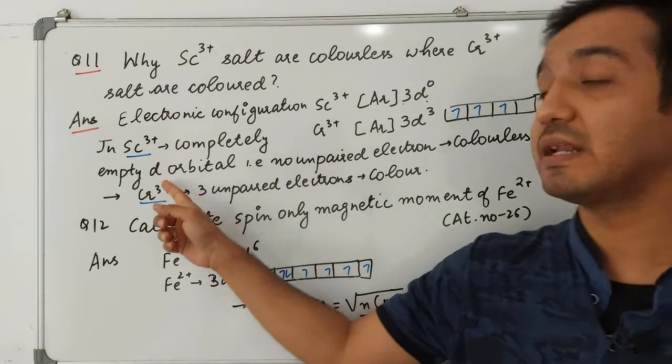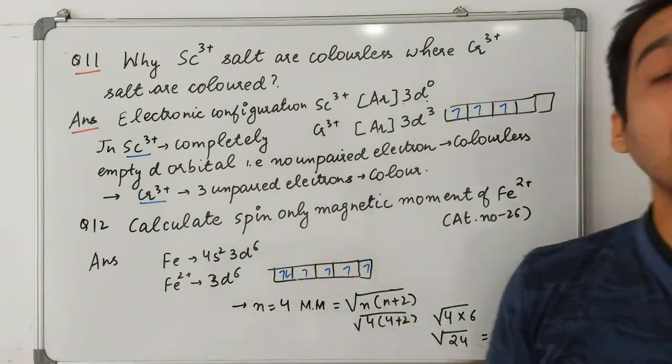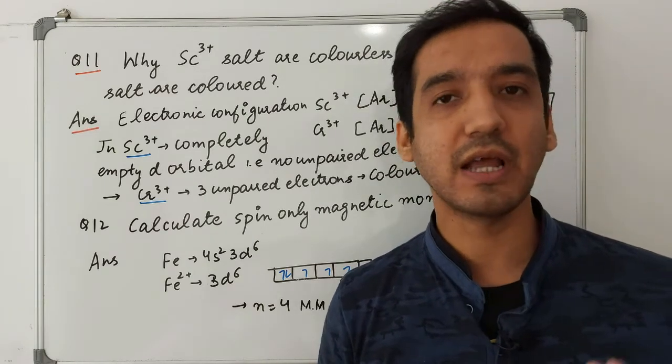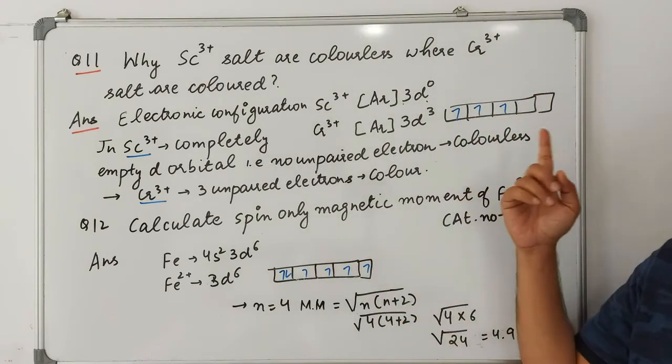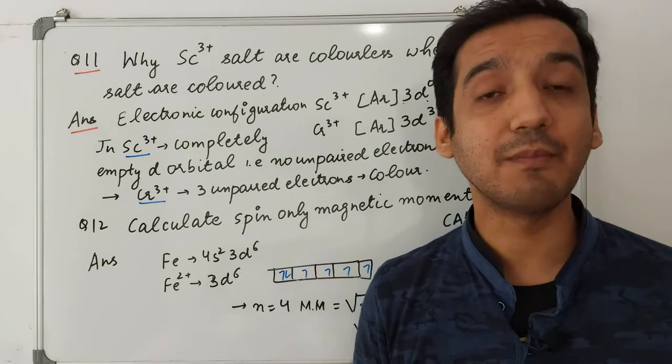As a result, the d orbital is empty and it has no unpaired electron. Because of the presence of 0 unpaired electrons, an electron cannot jump from the lower to the higher orbital. As a result, these compounds are colorless. Whereas Cr3 plus, if you look at chromium 3 plus, what happened?